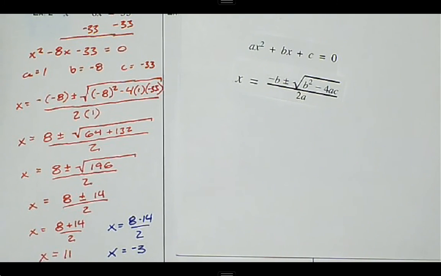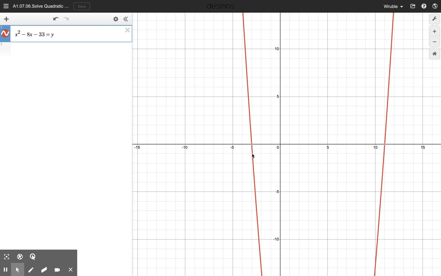And then we can check out what it looks like on the graph. We can see that we have negative 3, 0 there as a solution. And we can see that we have 11, 0 there as a solution.